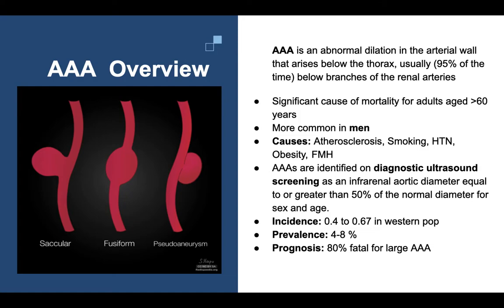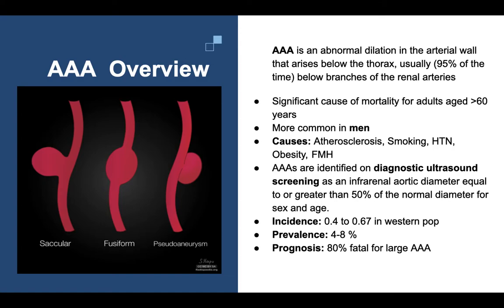So they are a significant cause of mortality for adults over the age of 60 years old. They are more common in men, and some of the causes are very similar to cardiac disease and peripheral vascular disease. So you're going to see smoking, hypertension, obesity, atherosclerosis, but there's also a genetic component here. So taking a family medical history is pertinent to the evaluation.